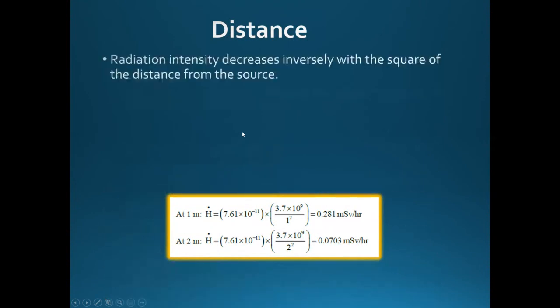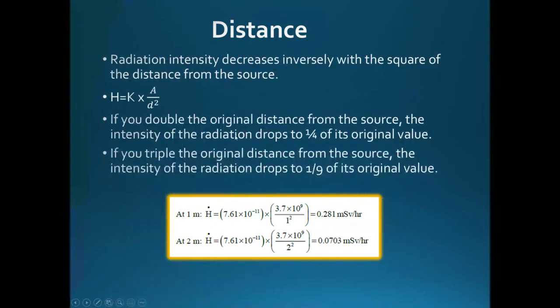Okay, distance, another good one. Radiation intensity decreases inversely with the square of the distance from the source, which is rather complicated, but you'll see the math here in a second. Uses a magical formula. We've seen this formula before, but essentially what this formula tells us to do is if we double the original distance from the source, the intensity of the radiation drops to a quarter. So if I went double or 2 squared, I would be 4 or 1/4. If I went 3 squared, it would be 9 or 1/9 of its original value. So distance, the more we put between us and the source, the better off, and little bits matter.